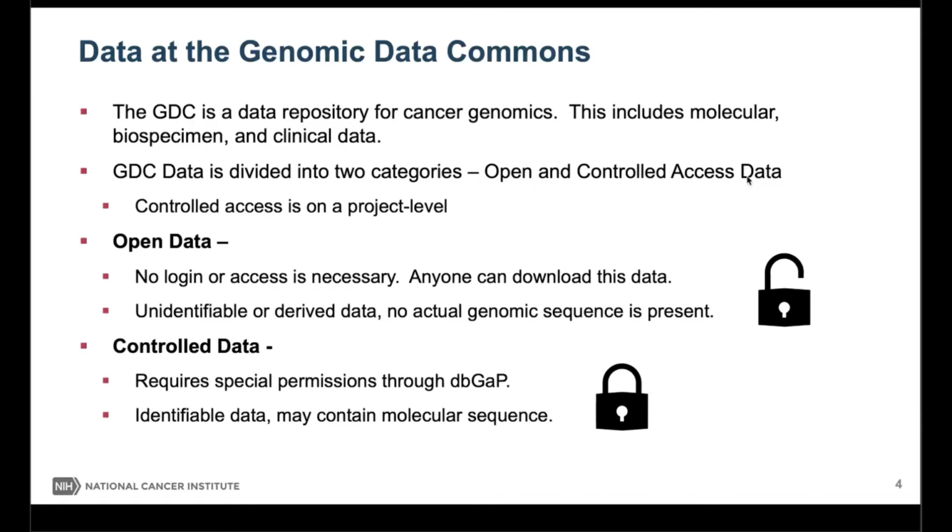Controlled data requires special permissions through DBGAP. I'm going to start talking about DBGAP in a little bit, but this is typically identifiable data. A lot of these do contain molecular sequence or things that can be used to infer molecular sequence. And as you know, a lot of times when you know somebody's specific sequence, you can trace it back to a specific person. So that's why this data is controlled.